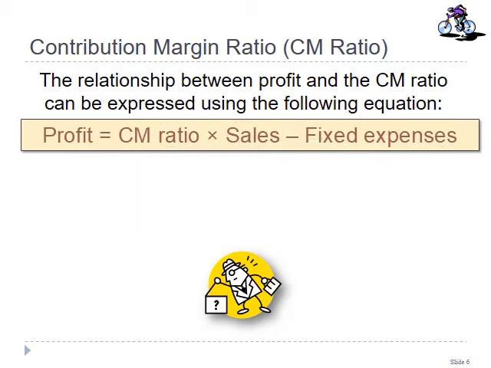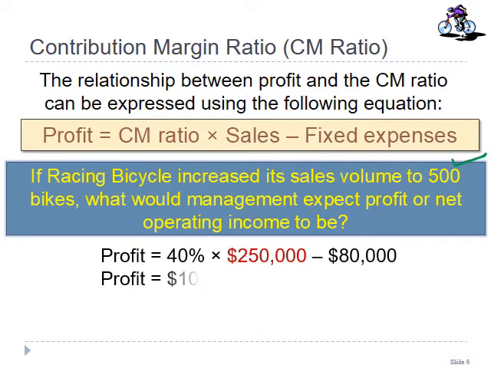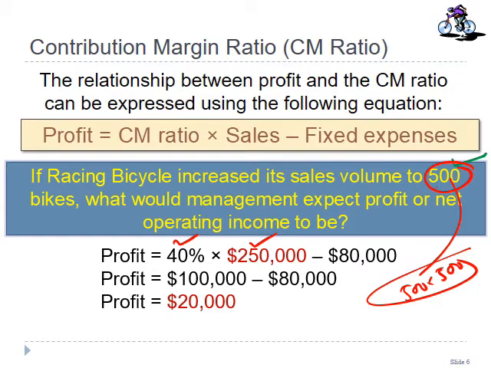So here, if the racing bicycle company increased its sales to 500 units, what would be the management's expected profit or net operating income? We just put the numbers in that equation. So 40% is the CM ratio, sales are 250,000, which is 500 multiplied by 500, the per unit price. You can find that 250,000 came from here. 80,000 is our fixed cost. So here is the profit, right?